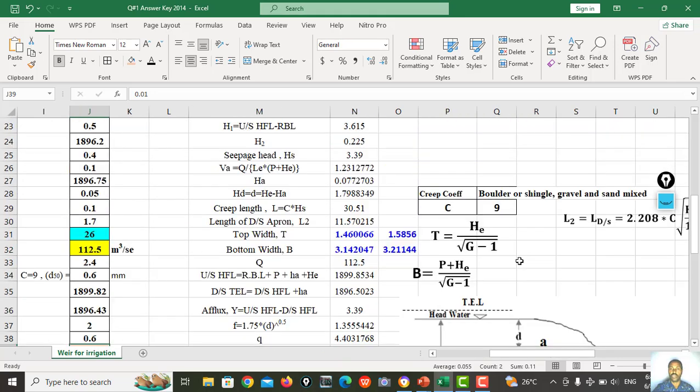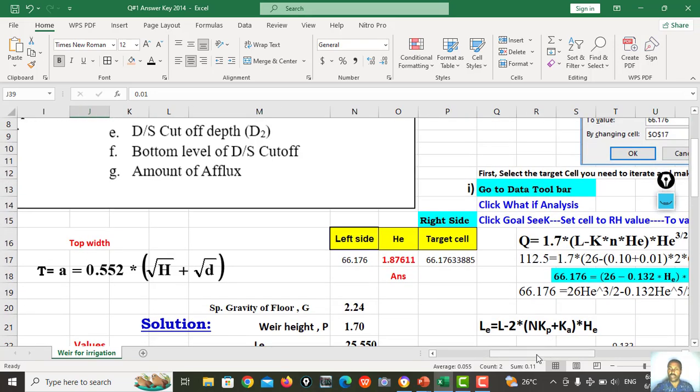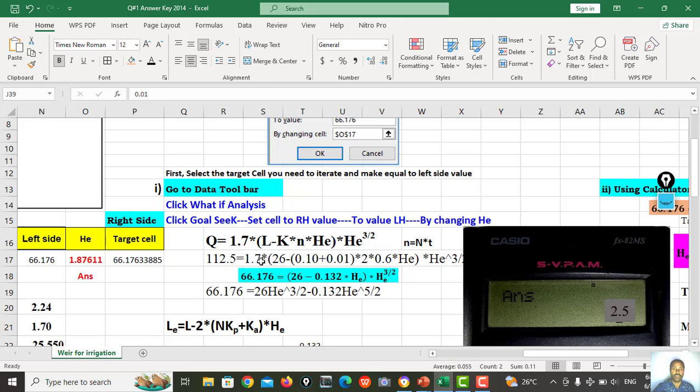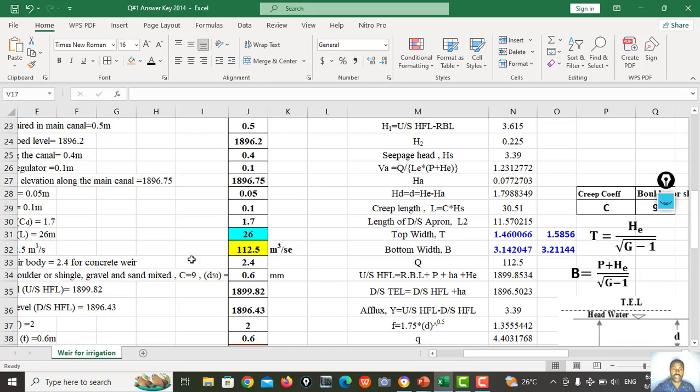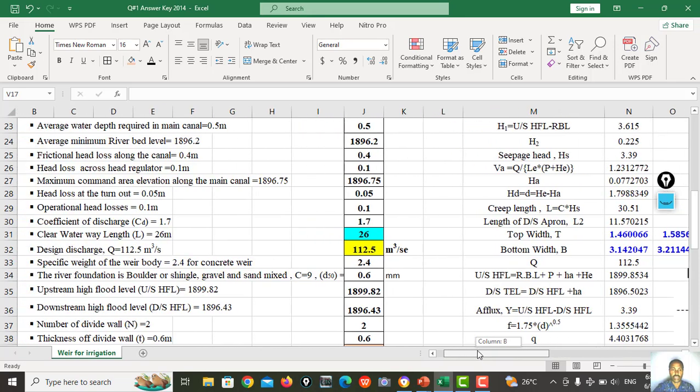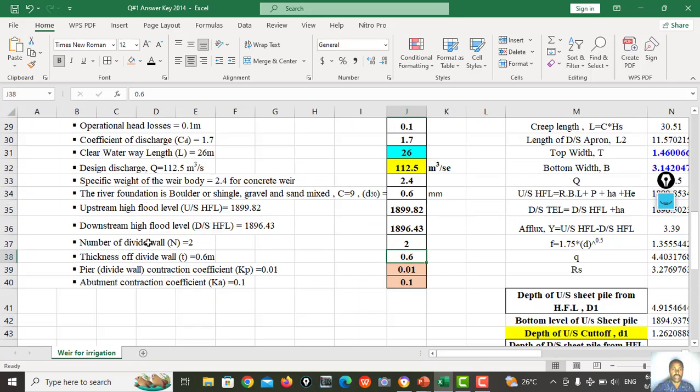Now let's go to the solution. Once you substitute, you get this value. If you divide this one by 1.7, you get this result. Then the rest: n means number of divide walls times thickness of pier. So you have 0.6 thickness of pier, and number of divide walls 2.